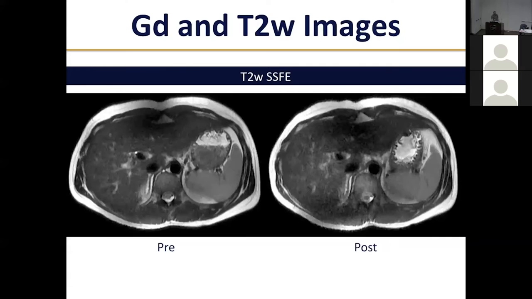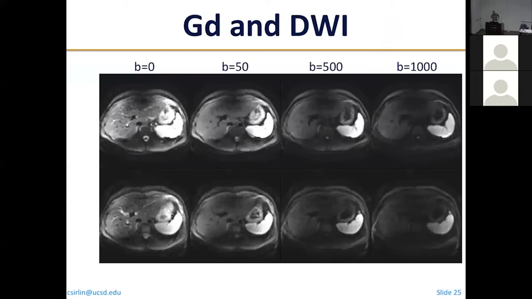Gadolinium also has very little effect on diffusion weighted imaging. If you don't believe me, try to tell me which set of DWI images were pre-contrast and post-contrast. Can anyone tell me the difference between this, or this, or this, or this? Well, I certainly can't. They look the same to me, but above is pre-contrast and below is post-contrast. So gadolinium has essentially no effect on diffusion-weighted imaging.